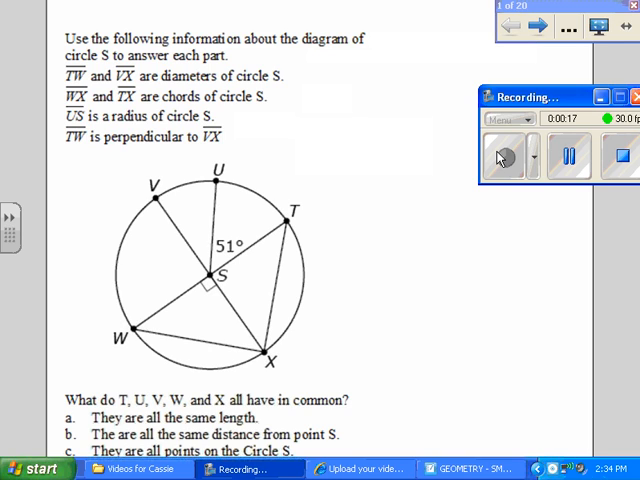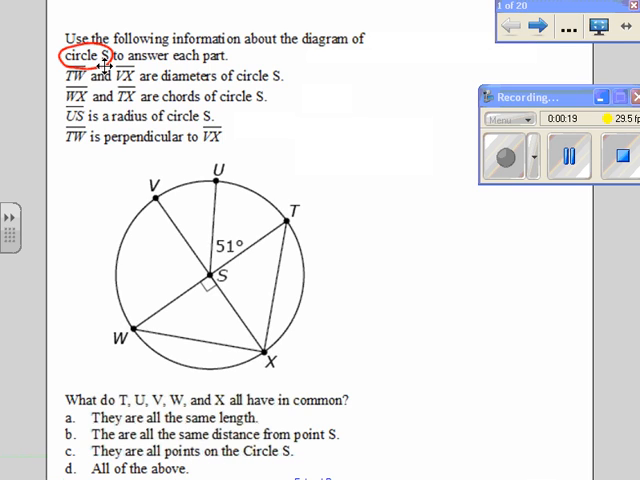Now here's one important thing. They called this circle circle S, and that's very critical. That means this is the center. 100%. You know it. You don't have to wonder, is it actually the center? The name of the circle will be the center. Okay? They won't call it that if that's not the center.